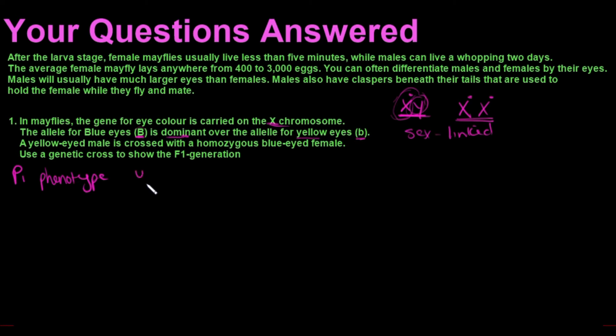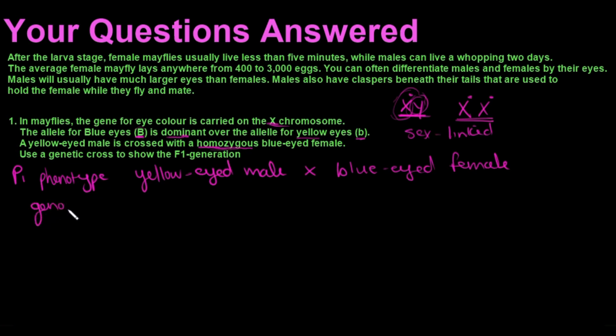We are crossing a yellow-eyed male with a homozygous blue-eyed female. Now you do not need to write homozygous, you can just write blue-eyed female, and the reason I say that is because in the genotype, when we write that, they will be able to see that it is homozygous.